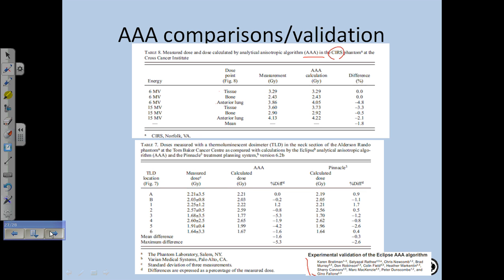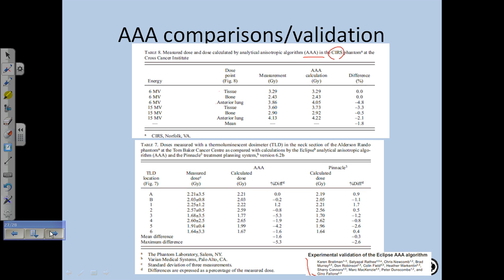And this is what they measured at a certain point. It looks like this is at a certain point in the phantom. This is what they measured, this is what AAA gave them, and there's the difference. Okay, measured dose and dose calculated by AAA. And then down here, table 7, doses measured with TLDs.